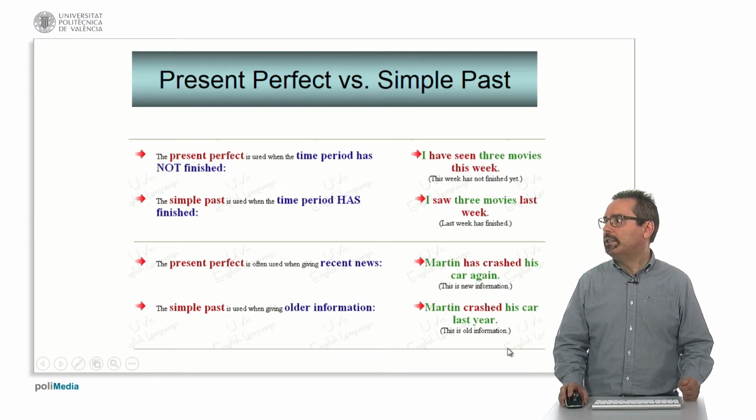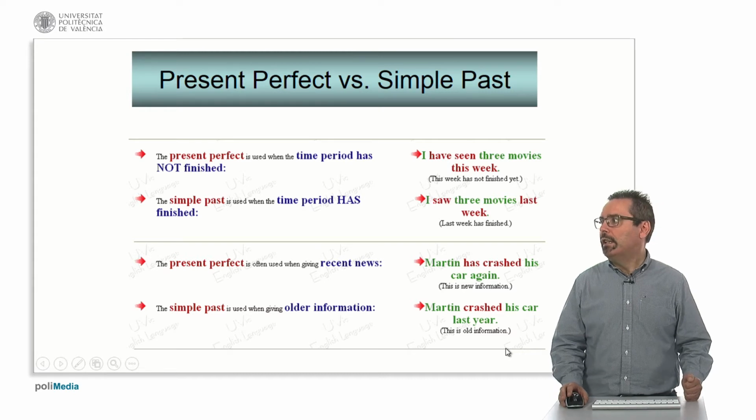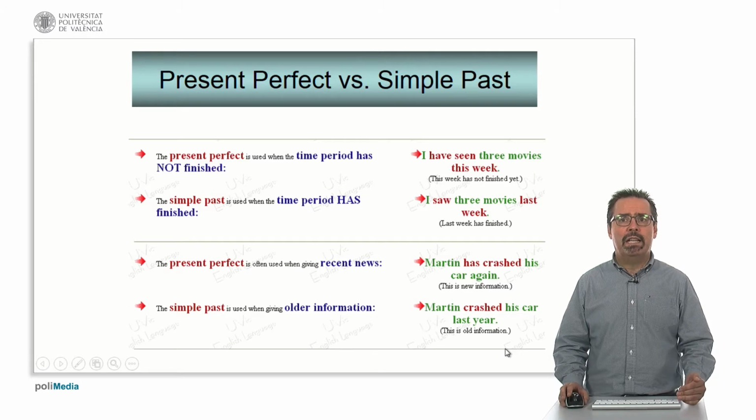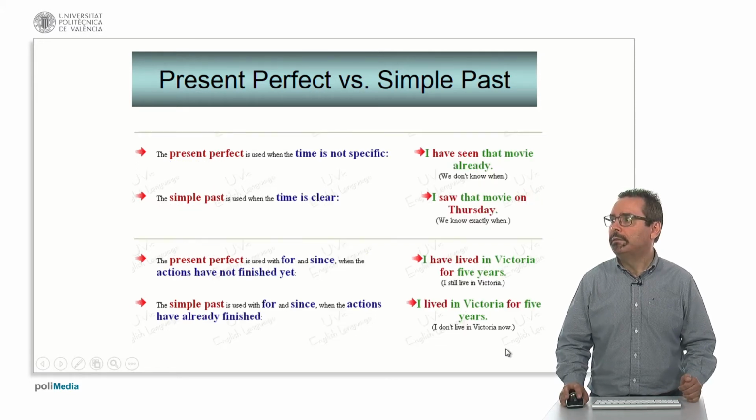Another difference is between the present perfect use for recent news. Martin has crashed his car again. This is new information. And the simple past for older information. Martin crashed his car last year. In this case, we don't see it as connected to the present.